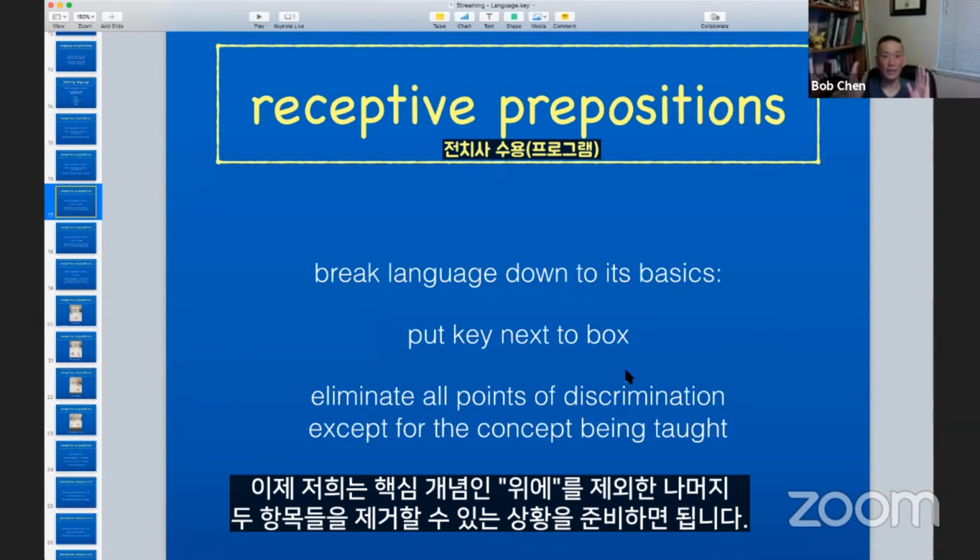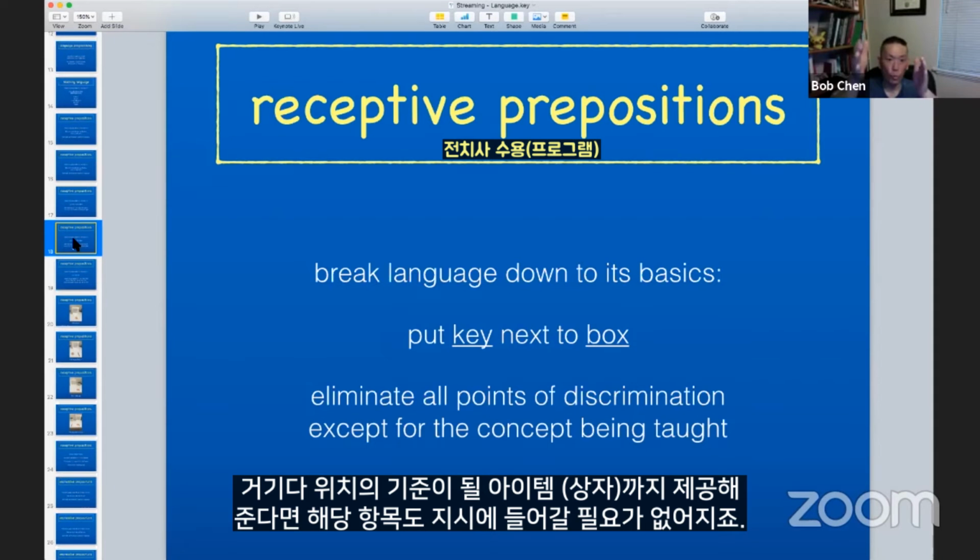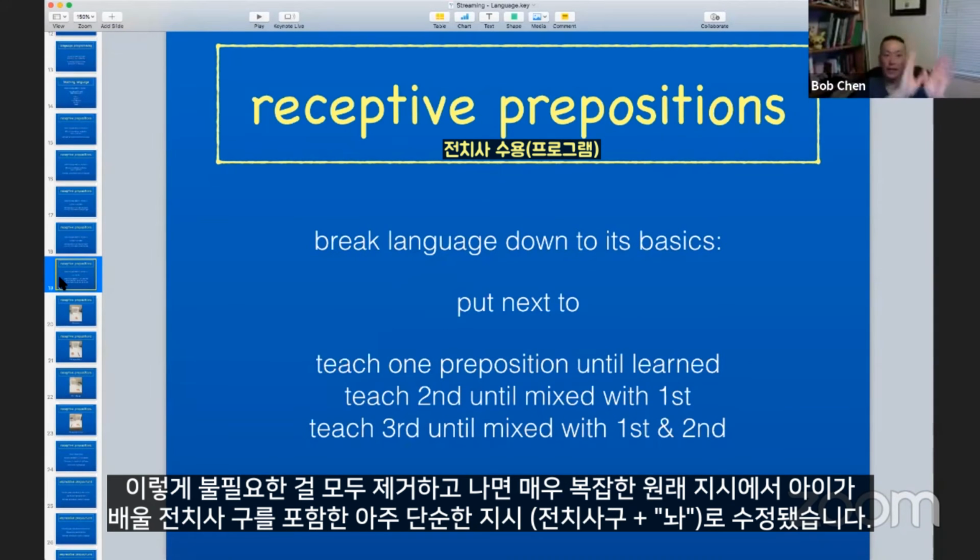So how we're going to do it is we're going to construct a teaching situation such that we eliminate 2 aspects of the language so that the core concept is being taught. If I give the child an item to put someplace, I don't need to reference that item anymore. And if I only have one item in front of you for you to reference its spatial location, then I don't need to reference that either. When we strip it all down, we went from a very complex set of instructions to very simple instructions, which is just put and the prepositional phrase that we want the child to learn.